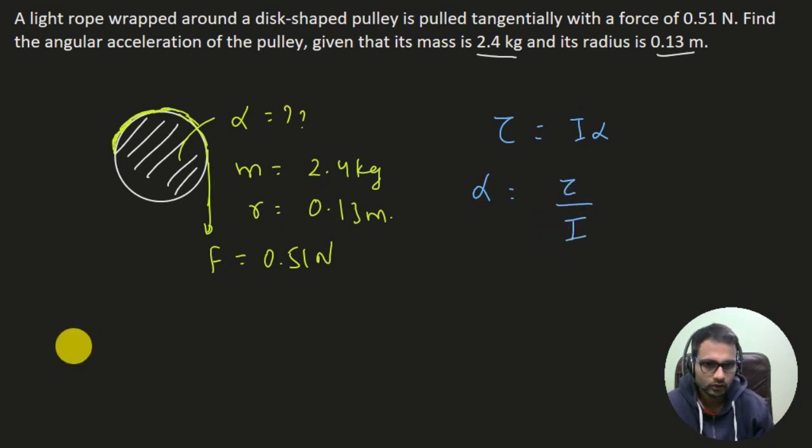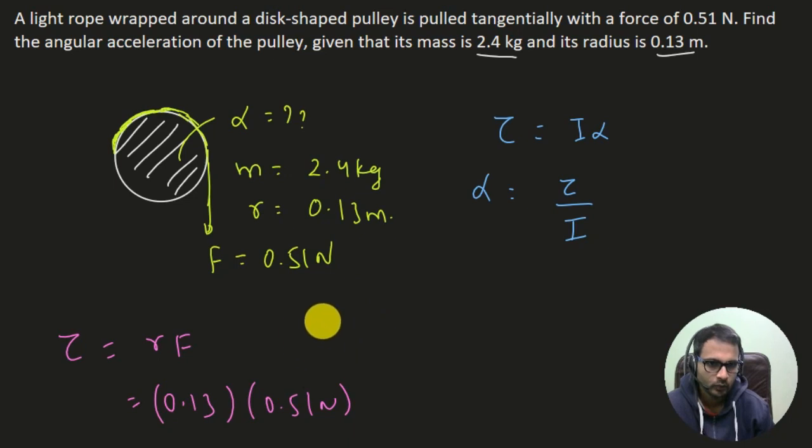How to find torque? For tangential force, torque is R into F, right? Radius we have 0.13 meter. Force applied is 0.51 Newton. The moment of inertia: now this pulley is in the form of a disc. It is given that it is a disc-shaped pulley. So moment of inertia for a disc is what? MR square divided by 2. Correct?